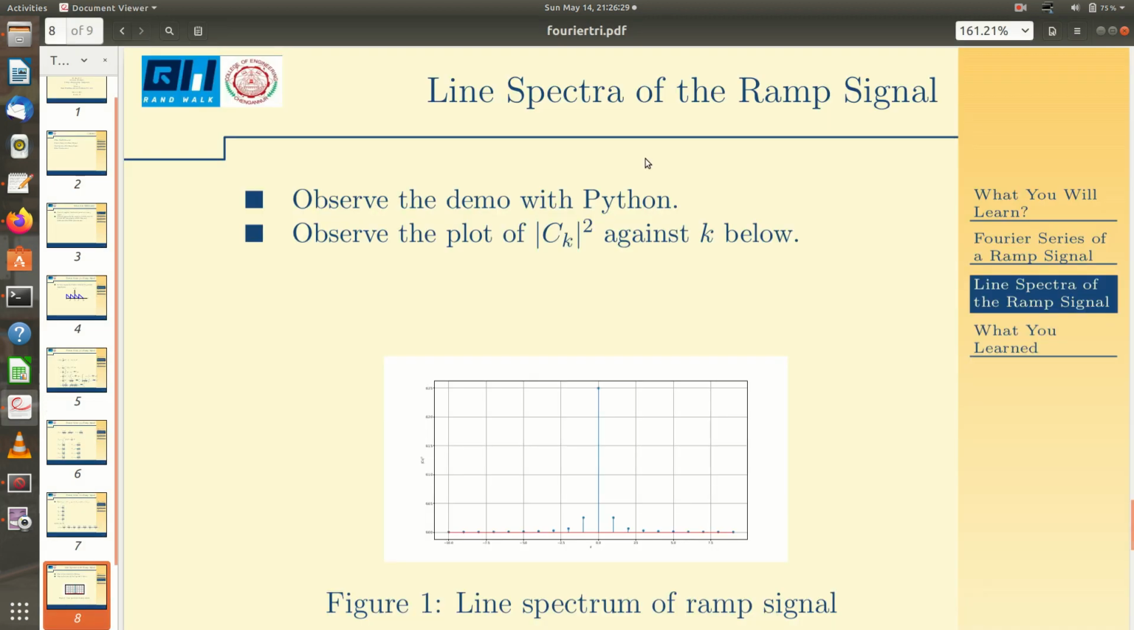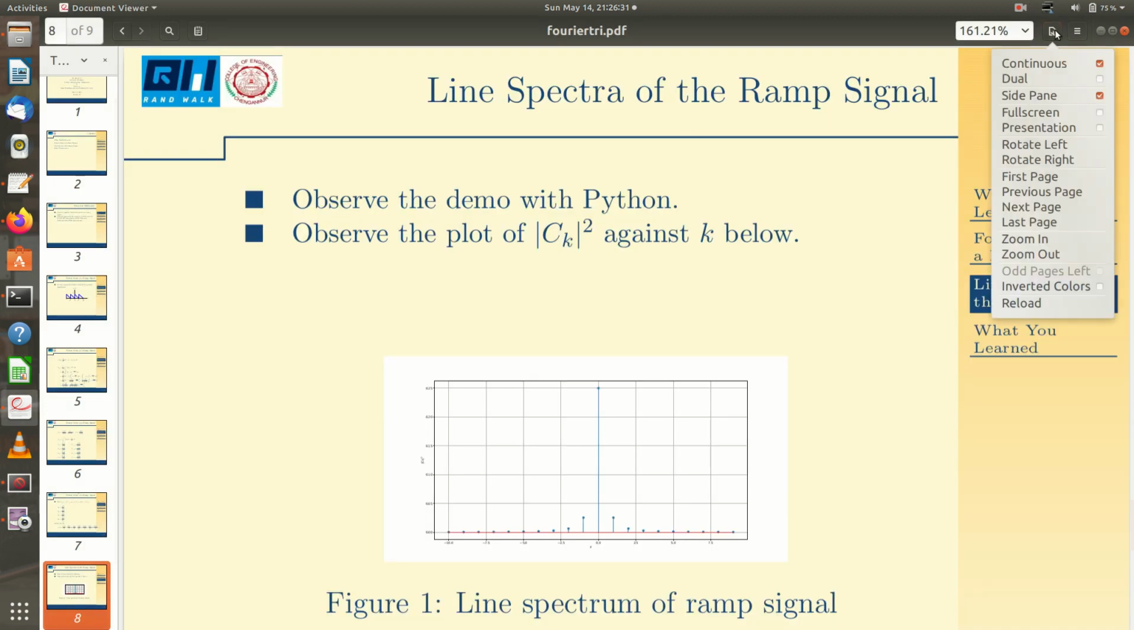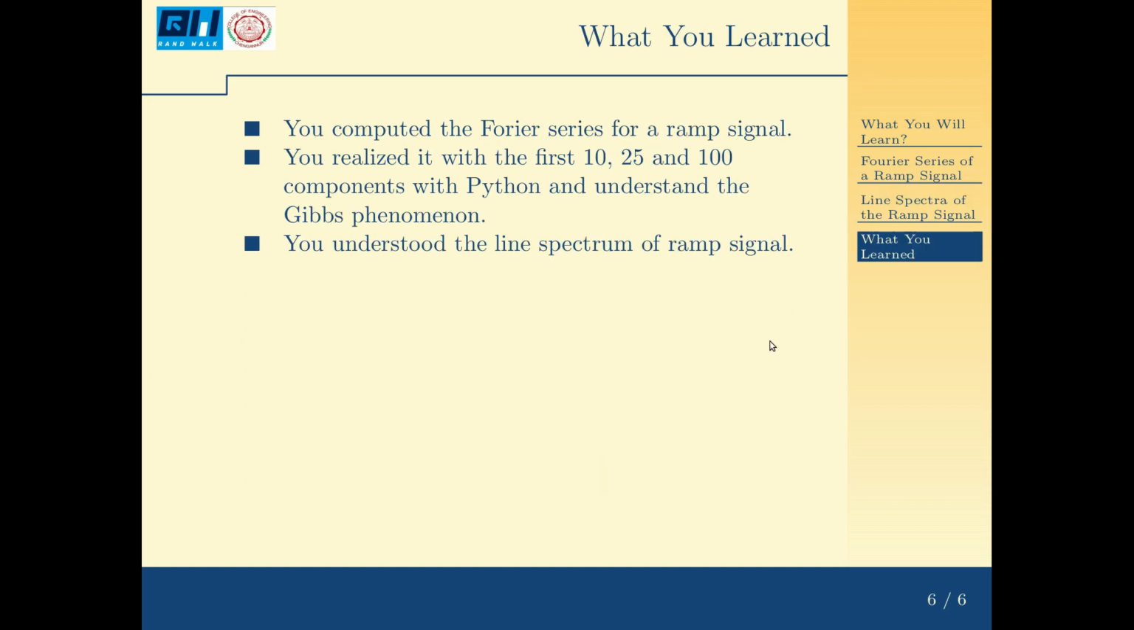Now let me go back to my presentation. So this is how I appreciate the line spectrum of my ramp signal. Now the summary of understanding. In this video you computed the Fourier series for a ramp signal. Then you realized it with the first 10, 25 and 100 or even 1000 components with Python, and you understood the Gibbs phenomenon. Then you understood the line spectrum of the ramp signal.